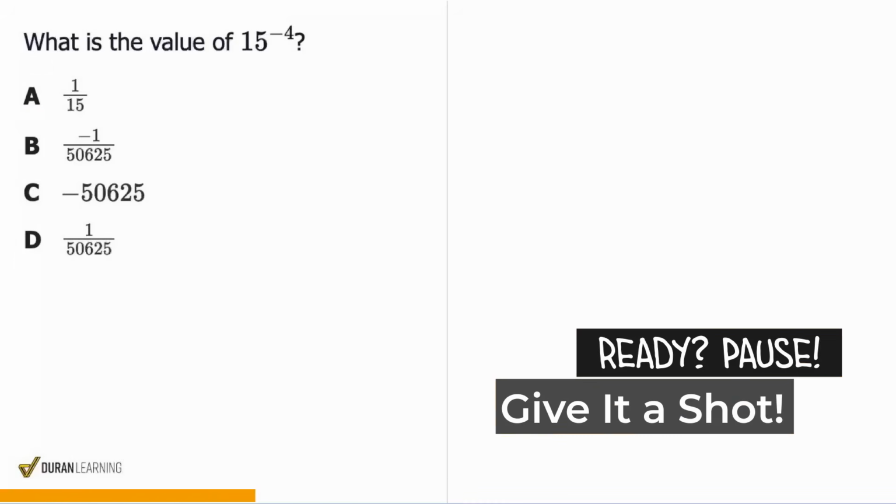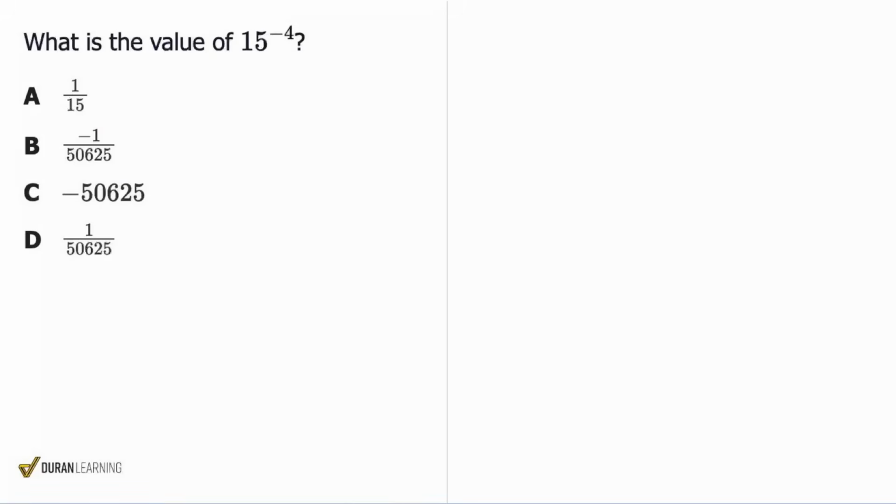All right, let's continue the party here. What is the value of 15 to the power of negative 4? All right, well, let me tell you this here. I am not going to take 15 to the power of 4. I'm not going to do it. Not going to be necessary.